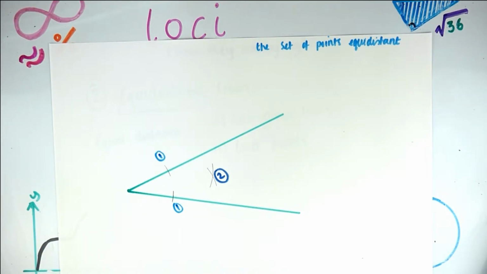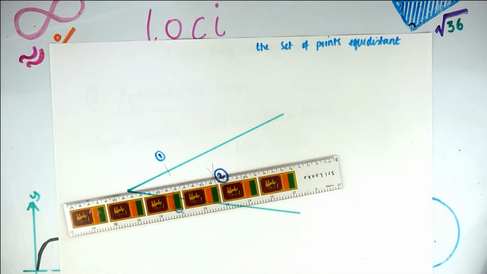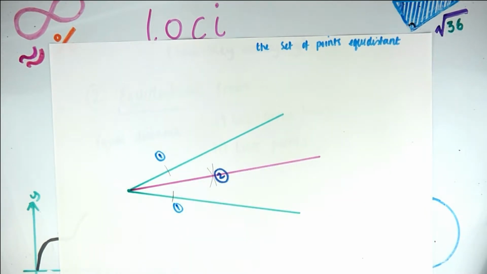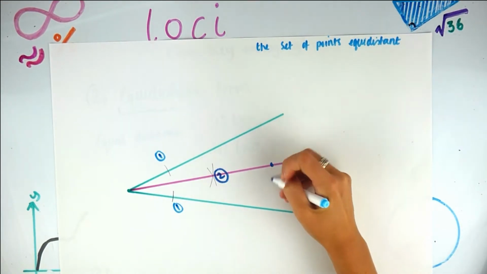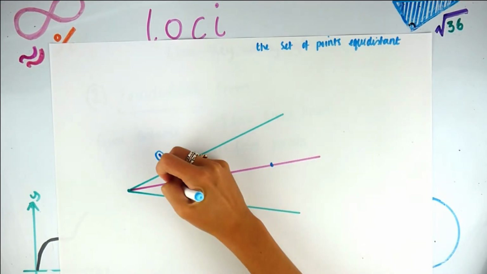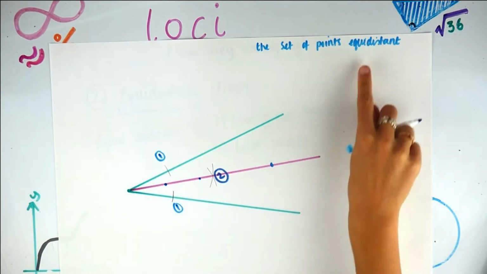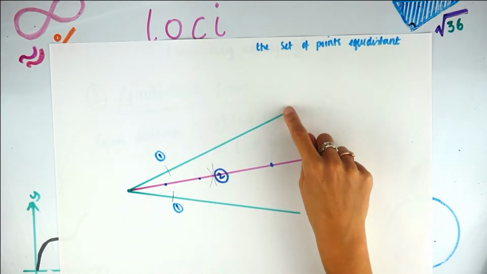Then you grab a ruler and you just draw a line that goes through that step 2 point. And that there is your answer. So that line there, wherever I am on this line, if I'm here, this distance to this line is the same as the distance to this line. If I'm here, it's the same. If I'm here, it's the same. So anywhere along this line, I am equidistant, equal distance from this green line and this green line.